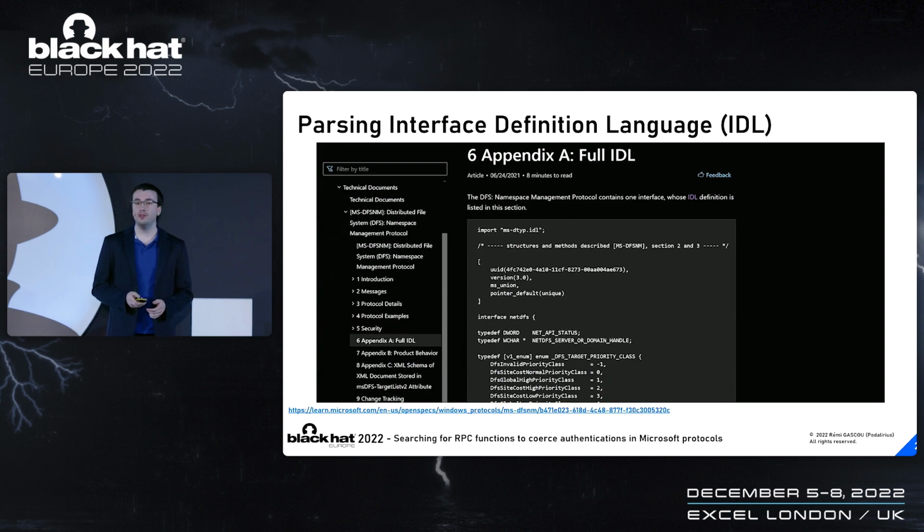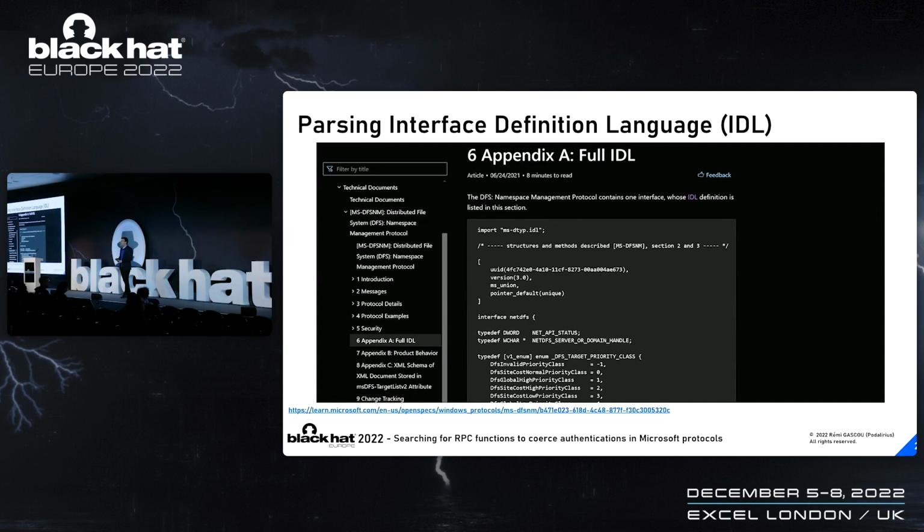So one of the ways to find all this information is to parse section 6 of the documentation, which contains a full IDL. It does not always contain the interface definition language, because sometimes the IDL is not public. But when it is public, we have a file containing all the interface definition language, which defines the interface, the functions that are in it, and a lot of arguments and type structures and types that are used in it. And as you can see here, on the top of the file, you have the UID and version of the RPC interface that is listening.